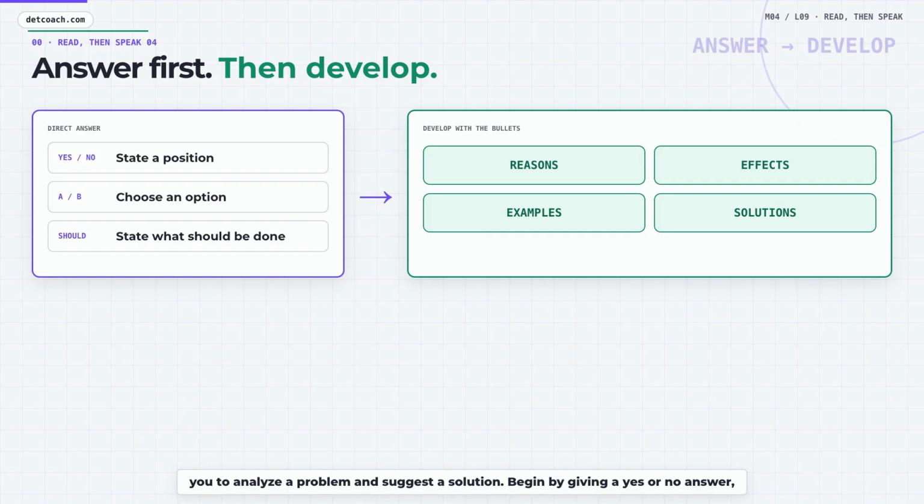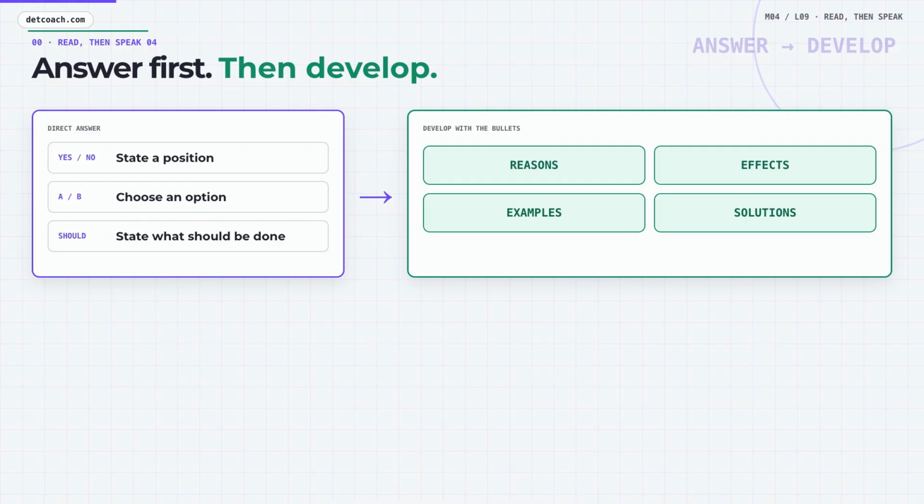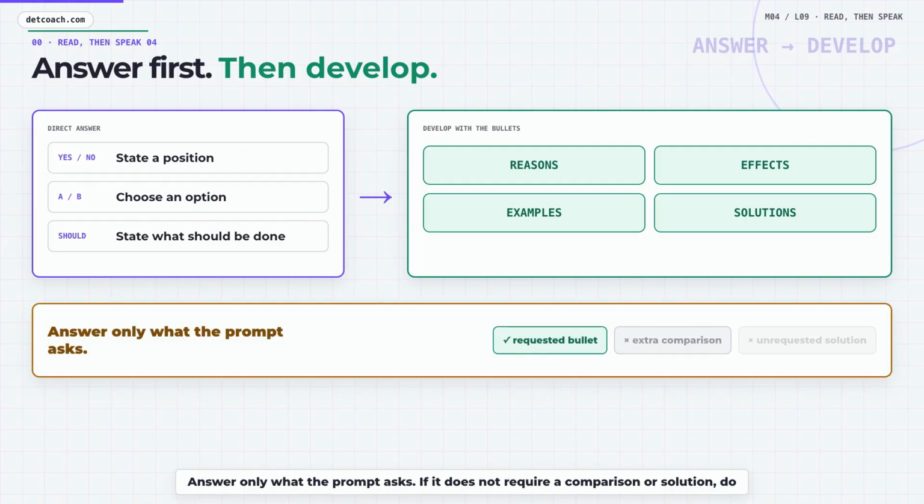Begin by giving a yes or no answer, choosing an option, or stating what should be done. Then use the bullet points to add reasons, effects, examples, or solutions. Answer only what the prompt asks. If it does not require a comparison or solution, do not add one on your own.